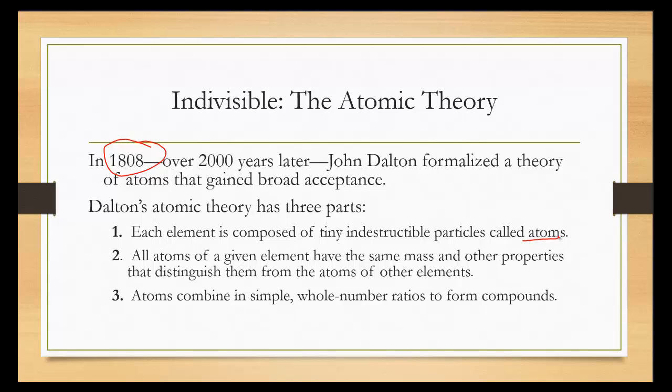All atoms of a given element have the same mass and other properties that distinguish them from the atoms of other elements. The same mass part is also incorrect because now we know we have isotopes, which will once again be discussed in a future tutorial. Atoms combine in simple, whole number ratios to form compounds, and that part is true.